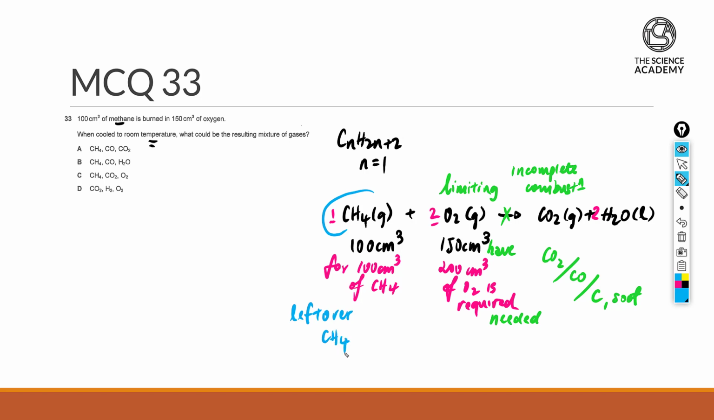So first up, looking for the presence of carbon monoxide, we would have eliminated D as well as C because there is no carbon monoxide left. And in A and B, it's important to know that water itself should not be found at all because it has already condensed, since I have mentioned that this was cooled down to room temperature. So in A, you see the leftover methane, carbon monoxide from incomplete combustion, as well as carbon dioxide. So A is the correct answer for MCQ 33.